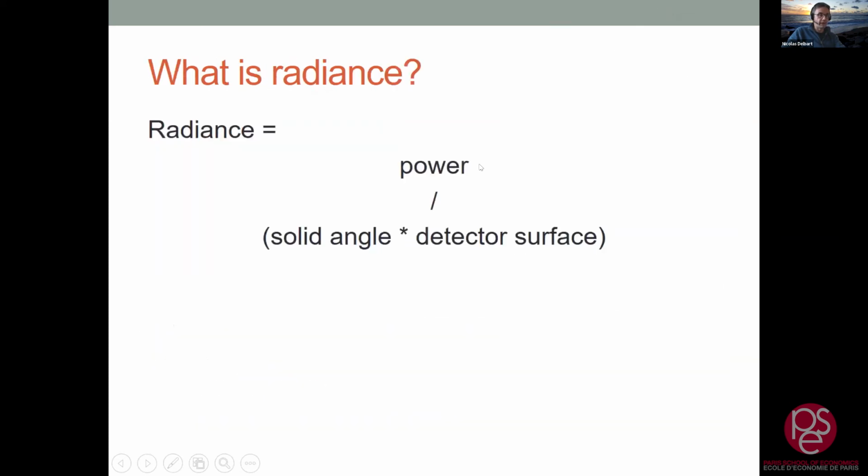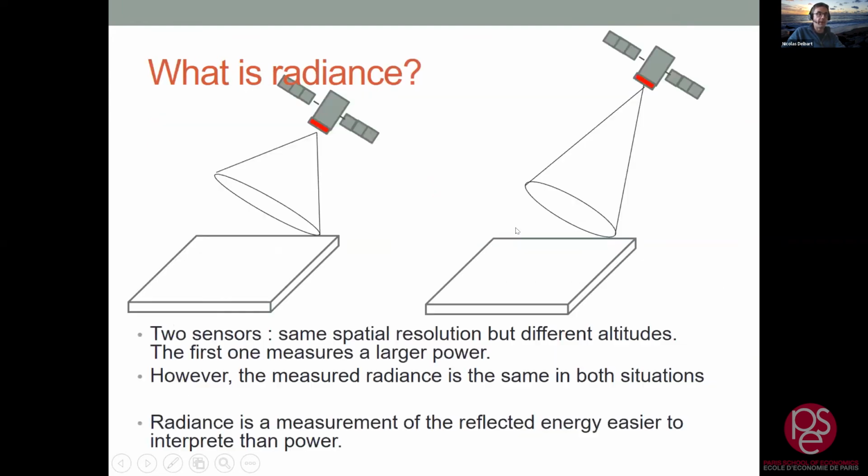So radiance is this normalization of the power measured by the detector by the other characteristics of the instrument, solid angle and detector surface. If we look at radiance and we consider 2 different sensors, which have exactly the same spatial resolution, for example, 30 meters by 30 meters, in theory, we can have a different type of instrument to make this measurement.